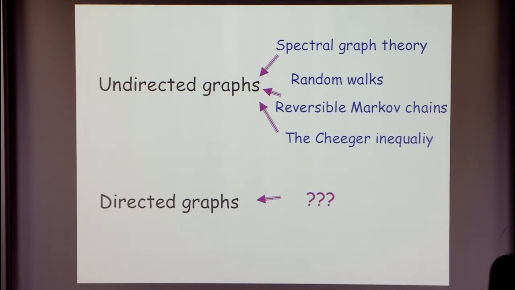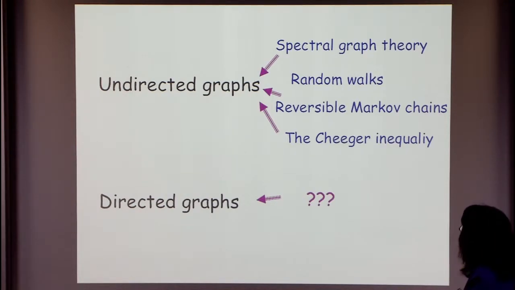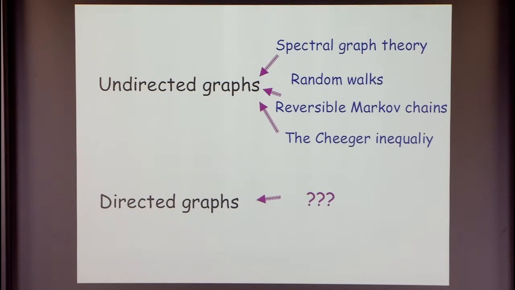Random walks, if you look at those books, are mostly on reversible Markov chains, and you have eigenvalues to bound the rate of convergence for random walks. And we have the Cheeger inequality, which controls these partitions and local partitions, the main tool to analyze these. And we don't have any of that for directed graphs.